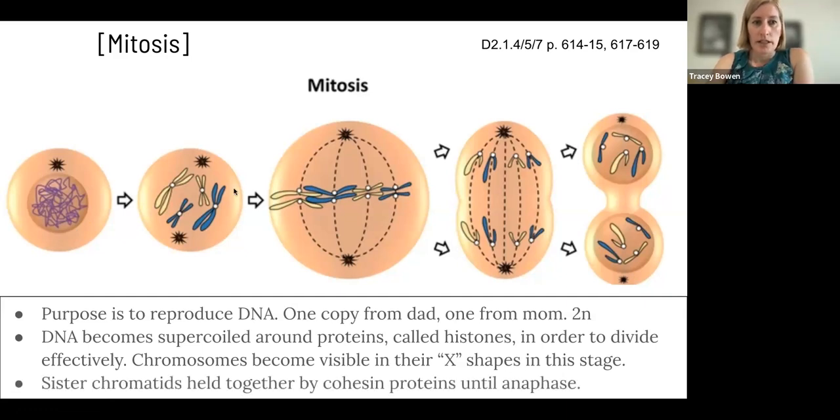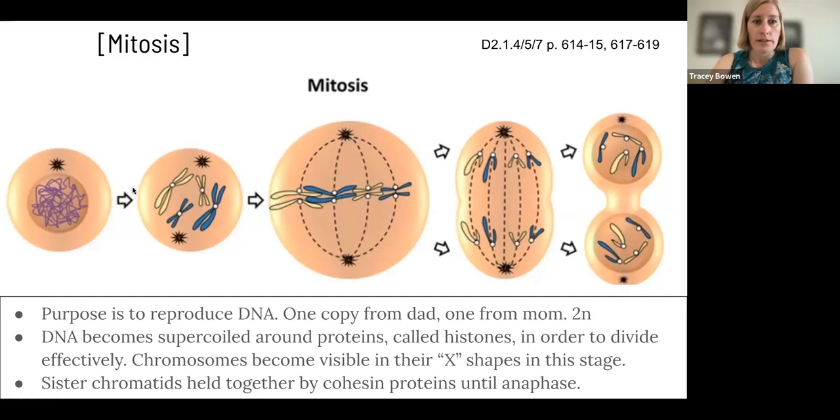Sister chromatids. So what has happened here for chromosome 2, this big one, is that this was from mom and it's copied itself. That's why there's 2 strands here. And these are called sister chromatids. They are exact replicates of the same DNA. So they are held together by cohesion proteins at the kinetochore here until anaphase, when they will separate.